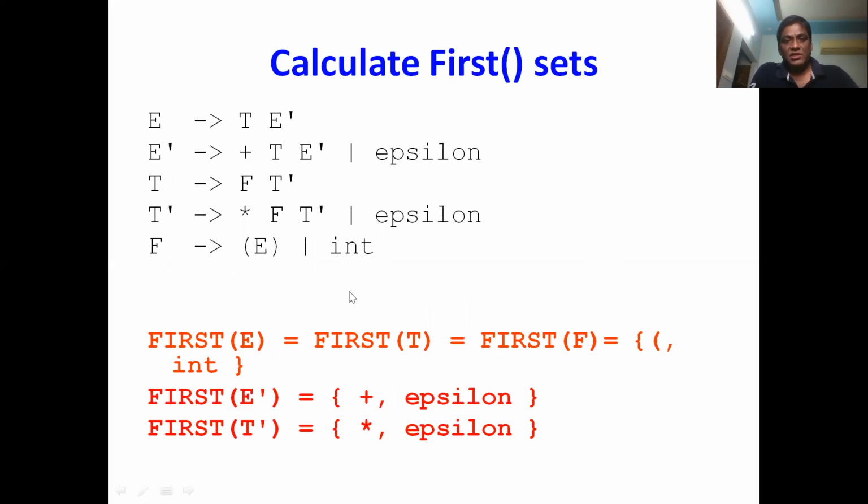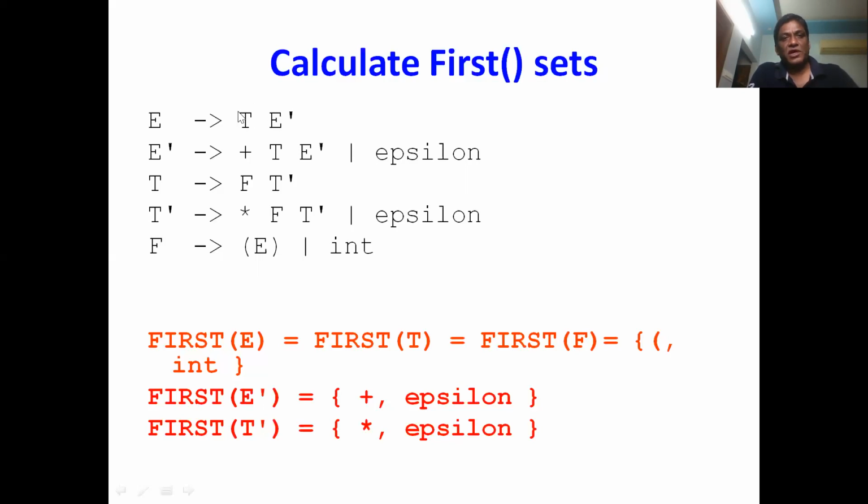Please understand this because this is the most crucial step to calculate the first sets of every variable. Remember, first sets are calculated for all the variables in the grammar, not for the terminals. Small symbols are terminals. We will not calculate first sets for the terminals. We calculate first sets for only variables in the grammar. So first of E is equal to first of T dash, actually first of T.